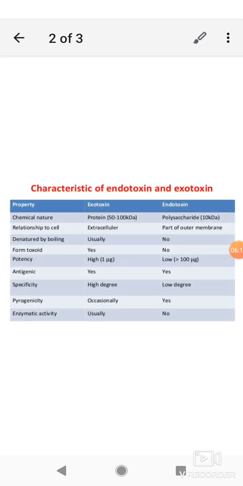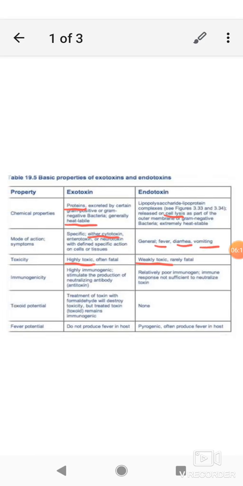We will discuss the exotoxins and the types of exotoxins in detail in the next video.